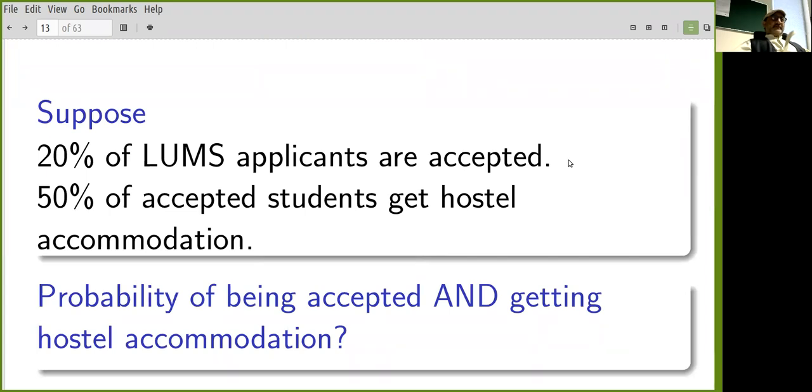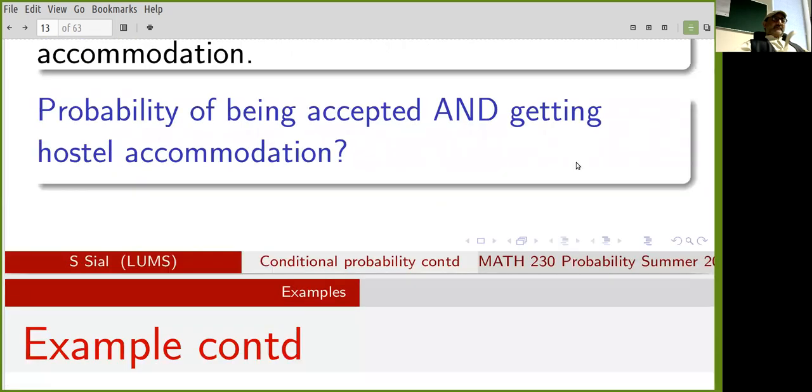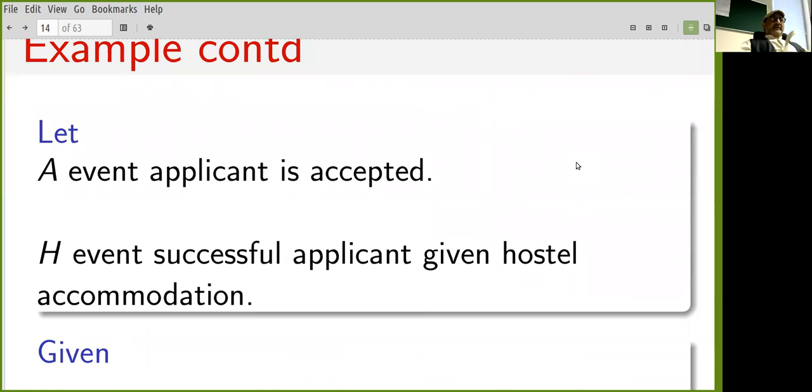Supposing that 20% of LUMS applicants are accepted, 50% of accepted students get hostile accommodation. What is the probability of being accepted and getting hostile accommodation? Okay, so using this information, we want to start by labeling events and putting down the information that we've been given in terms of these events. So let A be the event that an applicant is accepted, and let H be the event that a successful applicant has been given hostile accommodation.